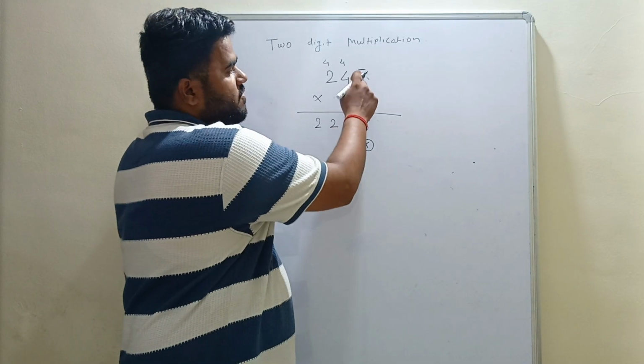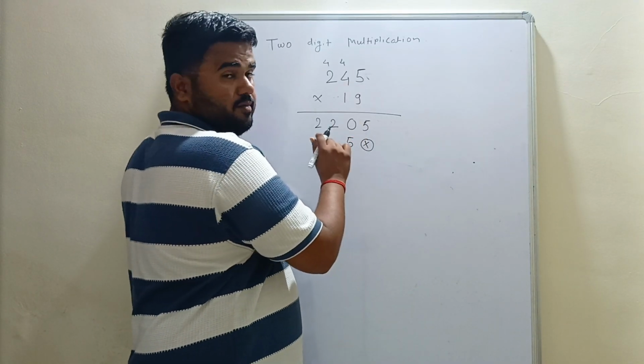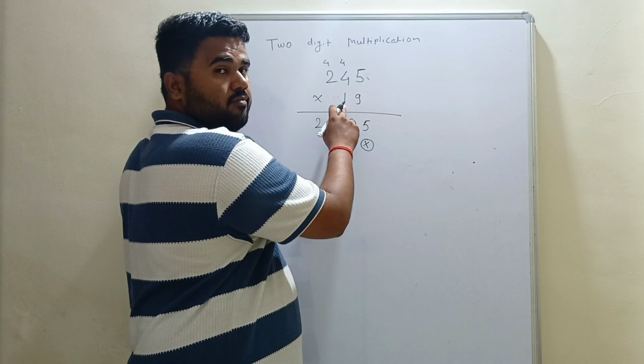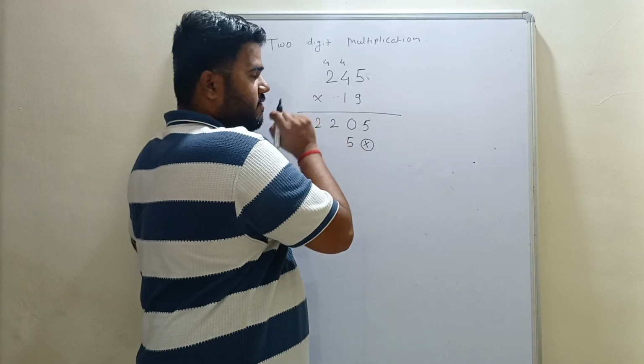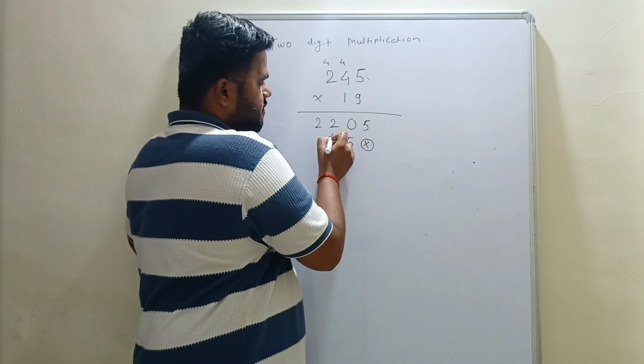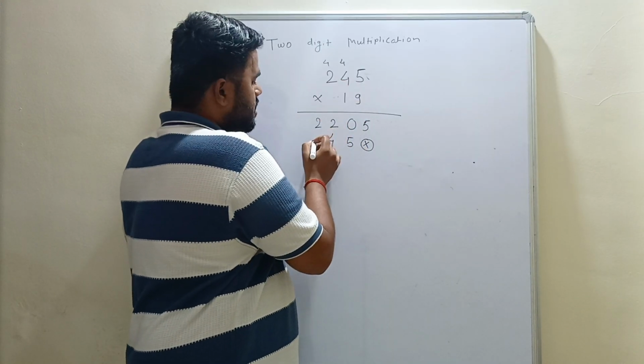Then 1 5 is 5. We will multiply with 1, the second digit of the second number. 1 5s are 5. 1 4s are 4. 1 2s are 2.